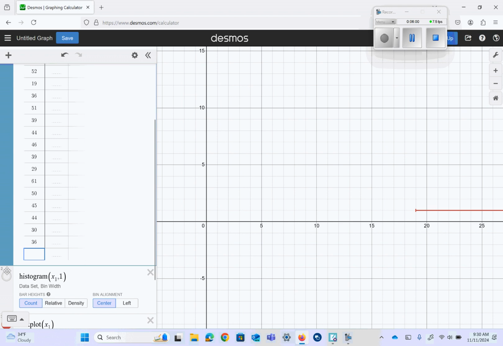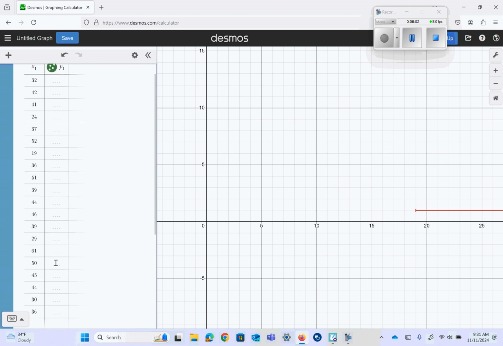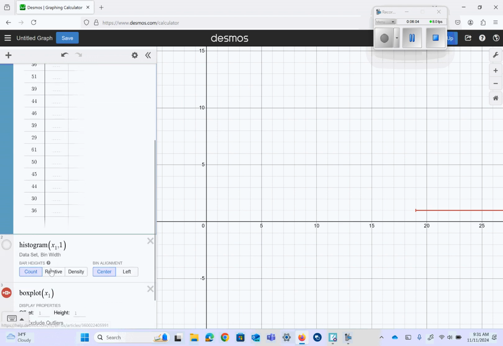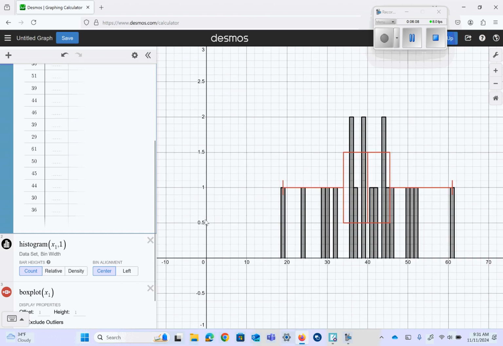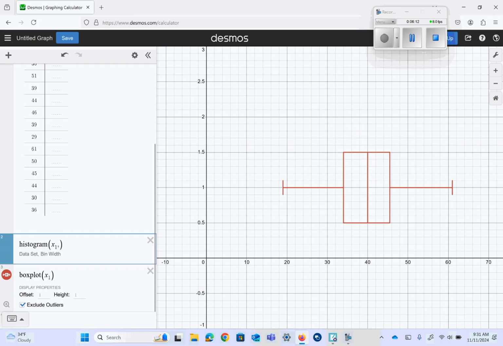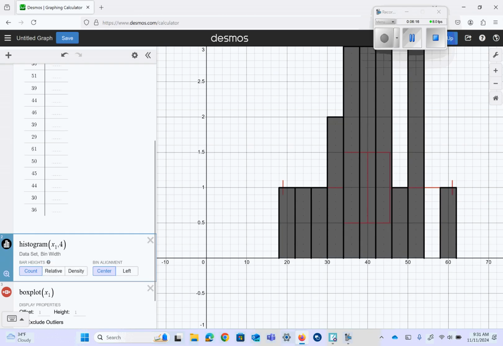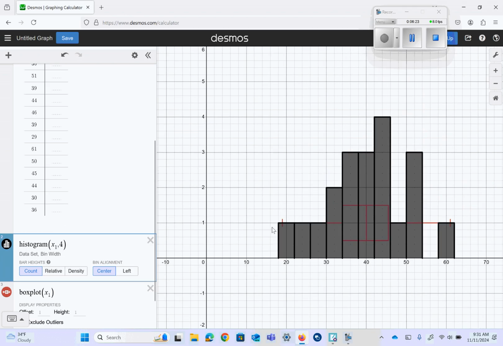All right, so let's take a look at our histogram. Ooh, that's too many bars. Let's make it maybe 2 width. Nope, 3 width. Maybe 4 width. 1, 2, 3, 4, 5, 6, 7, 8, 9, 10. That works. So this appears to be somewhat of a normal distribution.